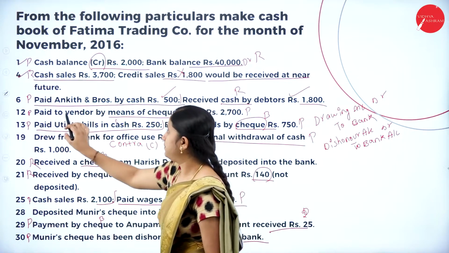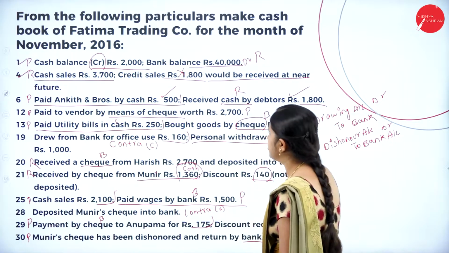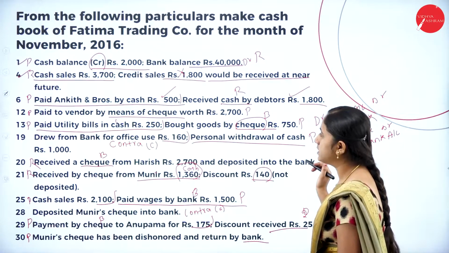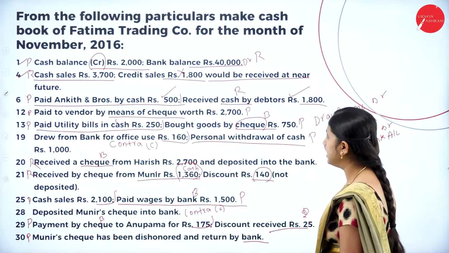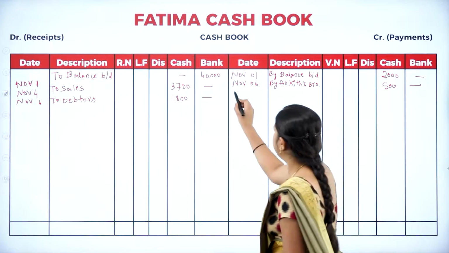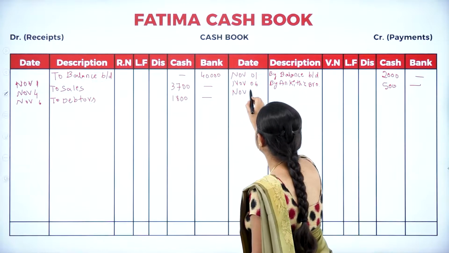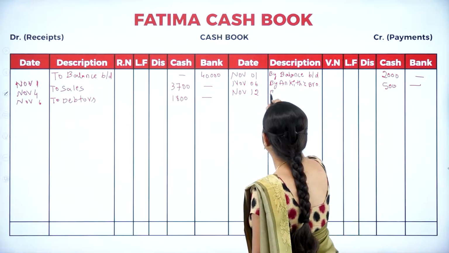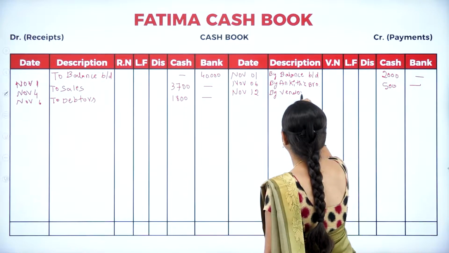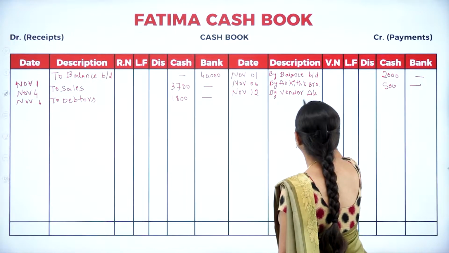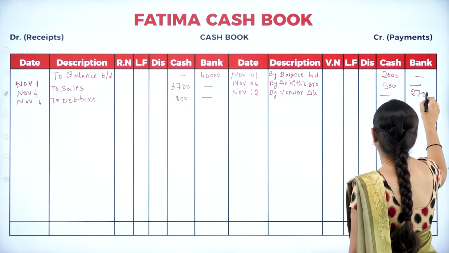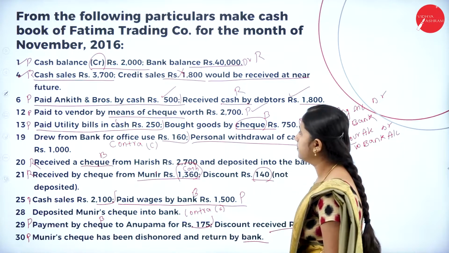Next, November 12th, paid to vendors by means of check worth rupees 2700. Payment side, by vendors account 2700, amount in bank column. November 12th, by vendors account 2700, amount in bank column, paid through check.